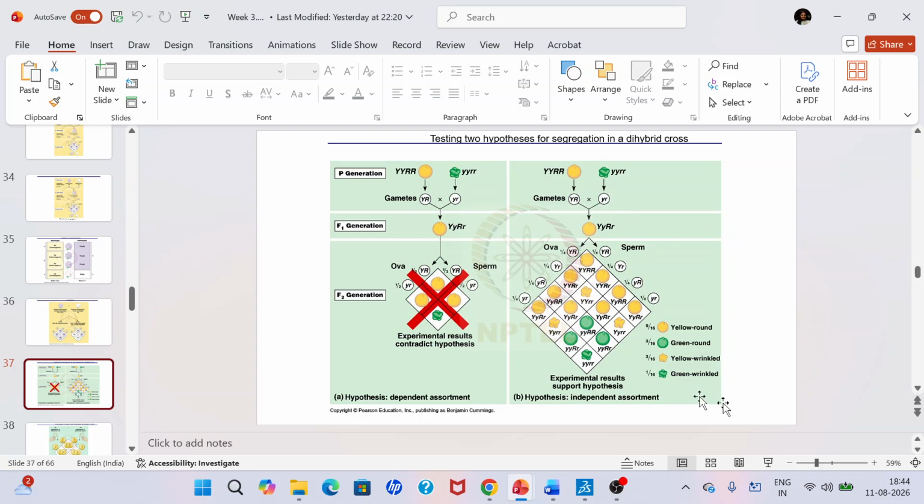He found all four kinds of combinations. He found yellow with wrinkled also. He found green with wrinkled also. He found green with round also. So the hypothesis of independent assortment was then devised here. So till now we have discussed two laws of Mendel. One is the law of segregation, second is the law of independent assortment.